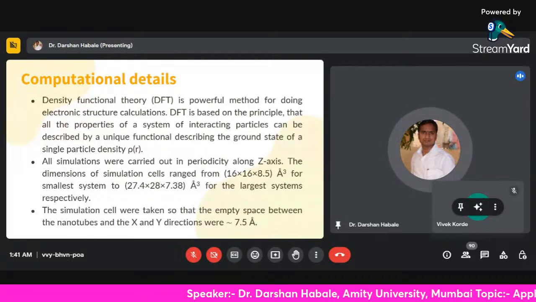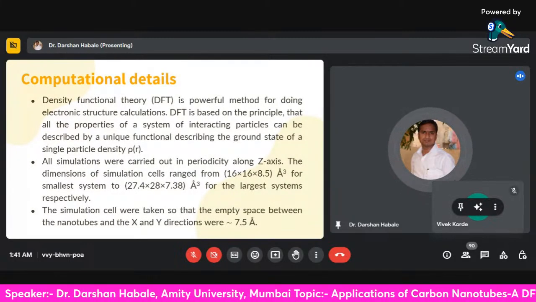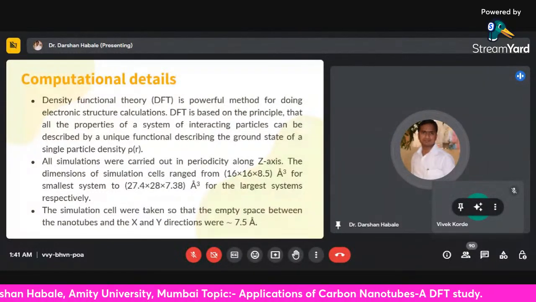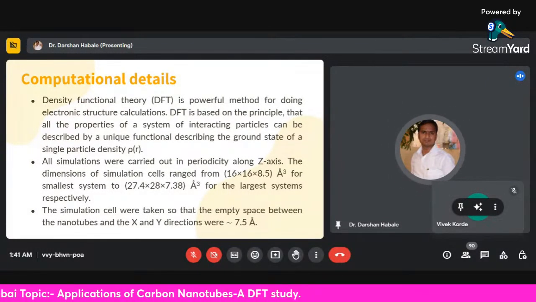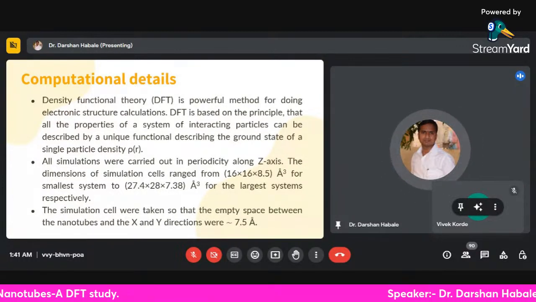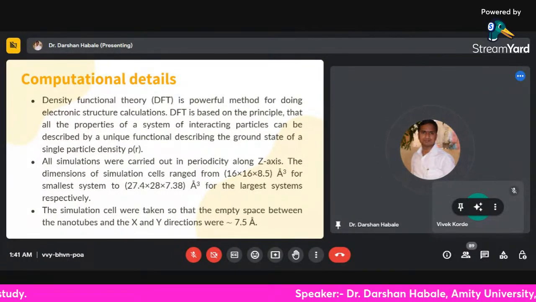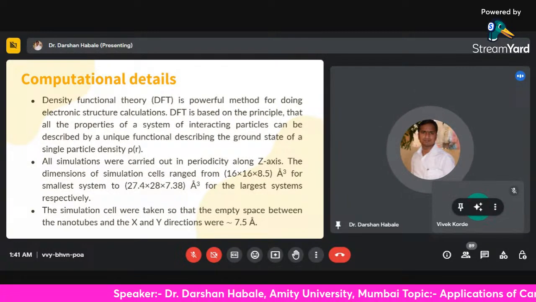This is based on the principle that all properties of a system of interacting particles can be described by a unique functional. So it is density functional theory. It is the density of a single particle, that is the electron density, and these are all in the ground state. So an interacting particle system can be described by a unique functional describing the ground state of the single particle density, denoted by rho of r.